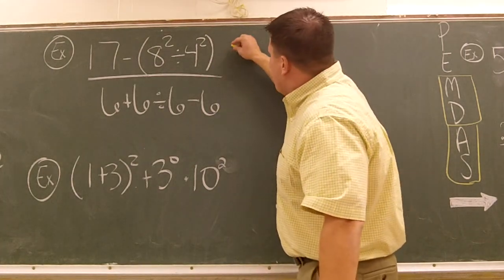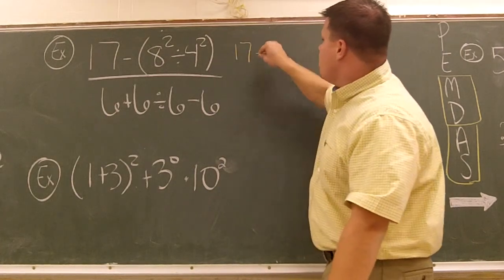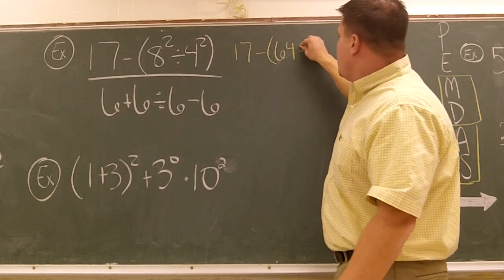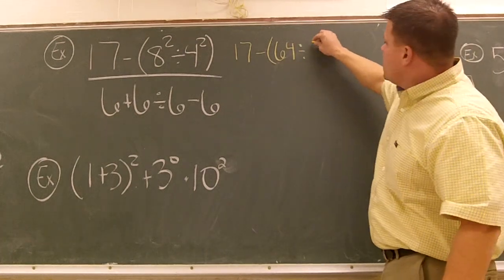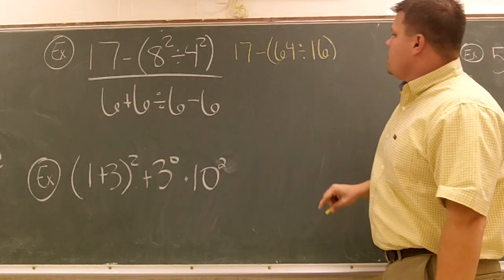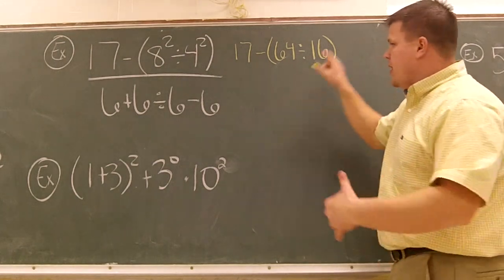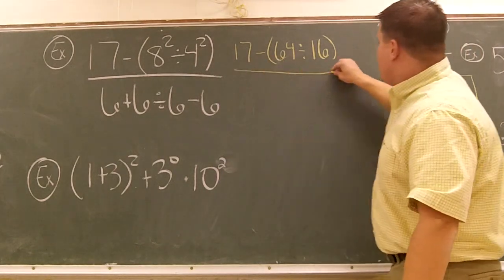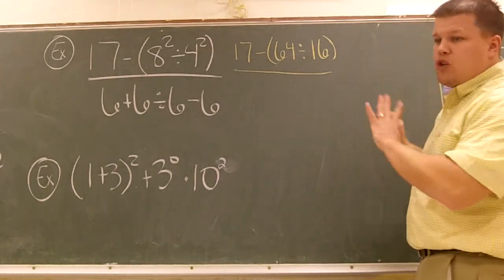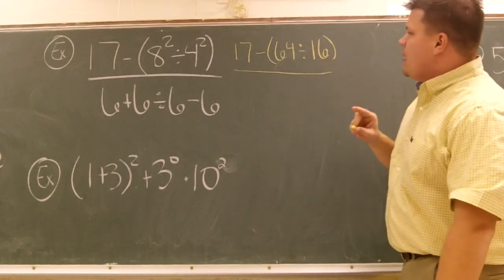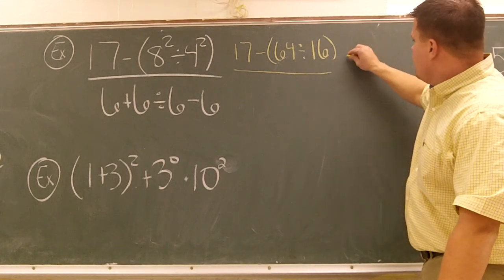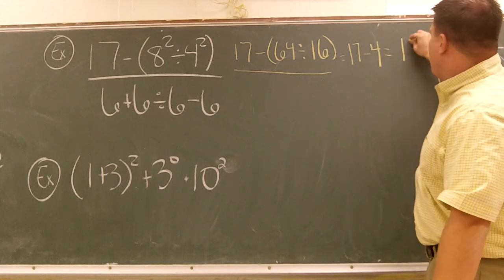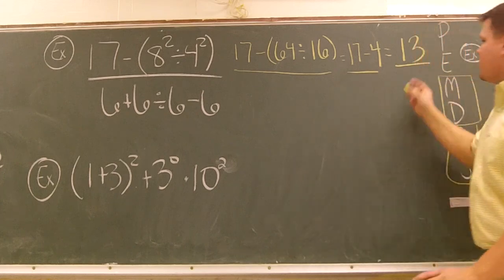So I'm going to bring the rest of my problem over. I'm going to say 17 minus, and the 8 squared is 64. 4 squared is 16. And I'm actually just going to keep working until I get to the end of this particular expression. Then I'll work on this on the next one. It may look a little more complicated, but I'm going to try to jam it in here. I don't have too much room. 64 divided by 16 appears to be 4. And that would be 13. So I'm stuck on 13.